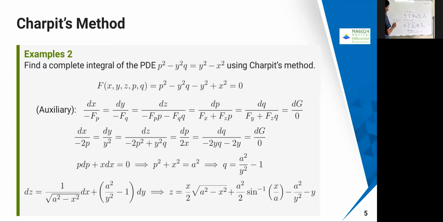Okay, so this is going to become like, I substitute here. Put the same. So a square plus x square, a square minus x square. Then what am I going to get? I'm going to get q equal to a square y square minus 1. Let me see. So this is going to be y square minus x square. Any other equations can be used.